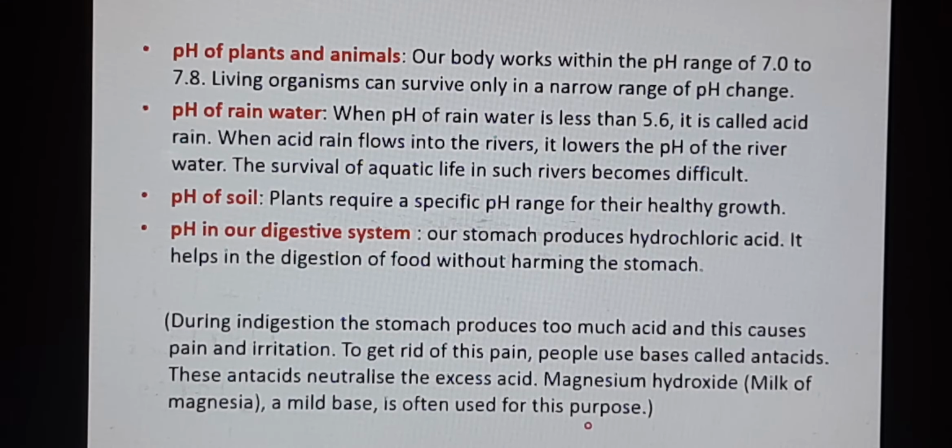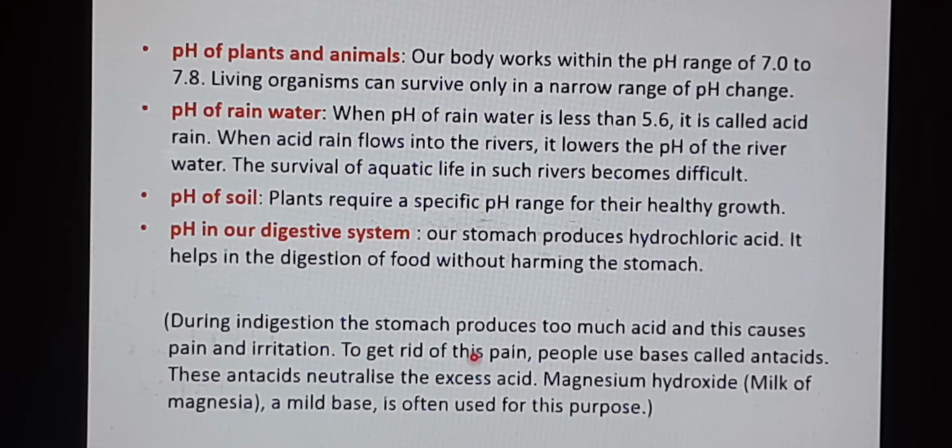See, ENO we already use. Milk of magnesia also can be used during acidity. See, too much acid in our body will cause acidity, and that effect can be neutralized by basic products, because bases will neutralize the effect of acids. So milk of magnesia, which is magnesium hydroxide, you can have at that time to get rid of the pain due to acidity.